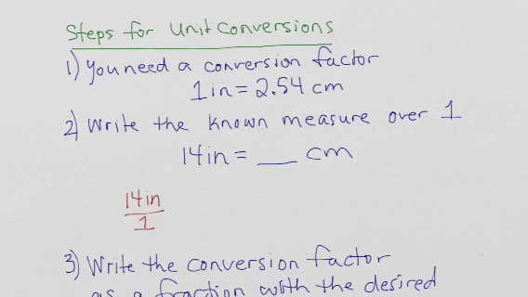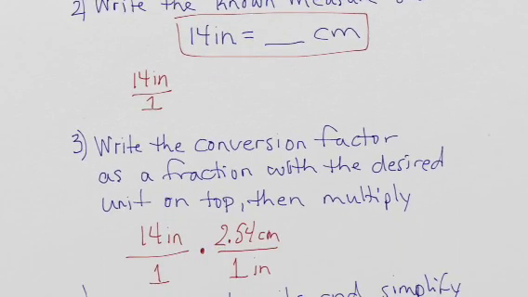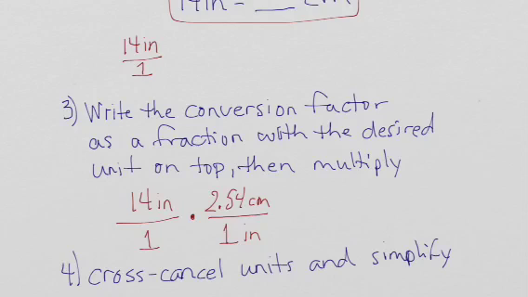So this would be an example of a problem you're going to see today. 14 inches equals how many centimeters? Start with your known measurement, that's the 14 inches, and write it as a fraction, 14 over 1. Leave the units of measurement in there, that is important. Then we're going to write the conversion factor out as a fraction with our desired unit, the unit we want in the answer.